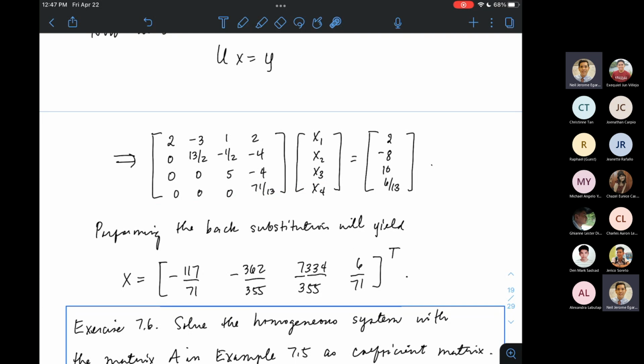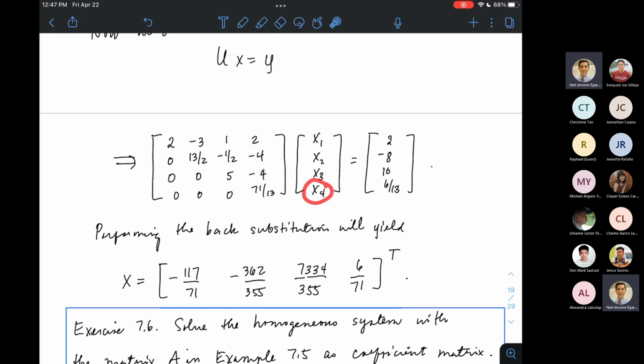Alright? So, magba-back substitution na lang tayo. Magsisimula ako dito sa dulo, 71 over 13 x4 equals 6 over 13. If I do the manipulations, I'll get, sana tama, negative 117 over 71 as my x4. Tapos, kaya ko itong, so ito ay minus 117 over 71 na. So, solving for x3 will be easy. We'll have 5x3 minus 4 times negative 117 over 71 equals 10. And that will give us negative 300.